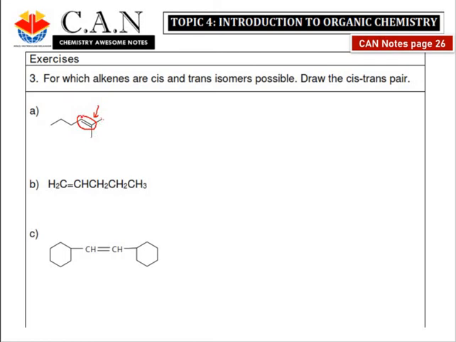So yang ini carbon ni dia ada apa? Dia ada CH2, CH2, CH3 dan dia ada satu lagi adalah H kan. So yang ni lulus, yang ni tak lulus. So tak ada cis-trans. No cis-trans. Okay. And then for B.